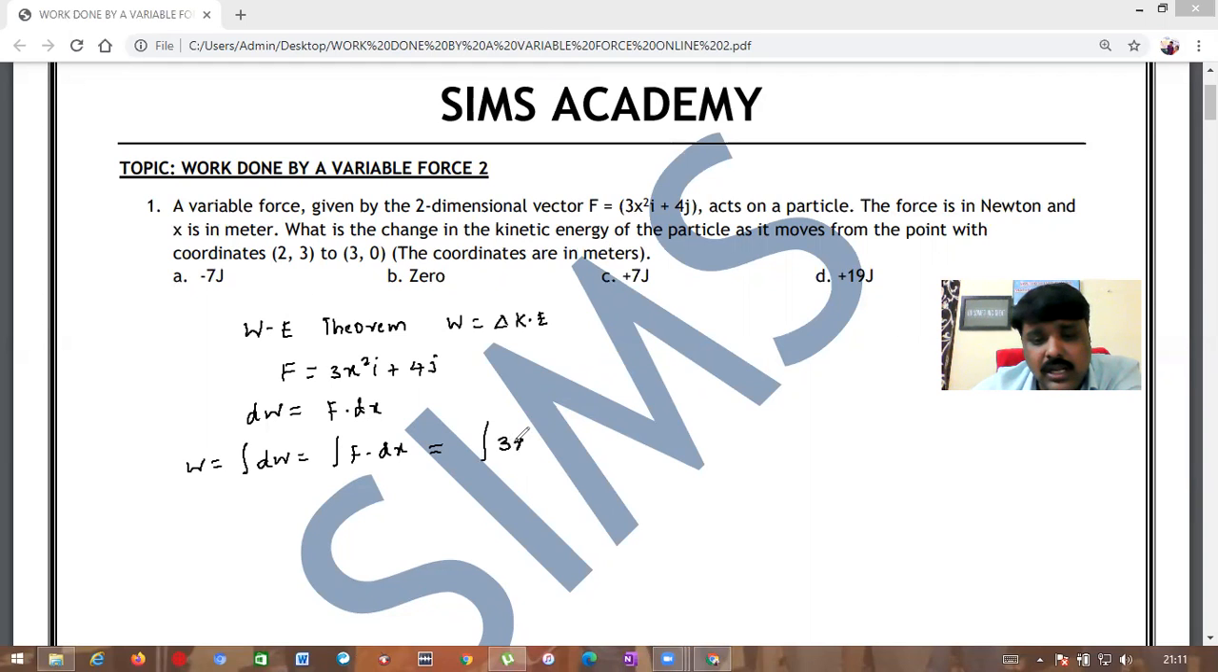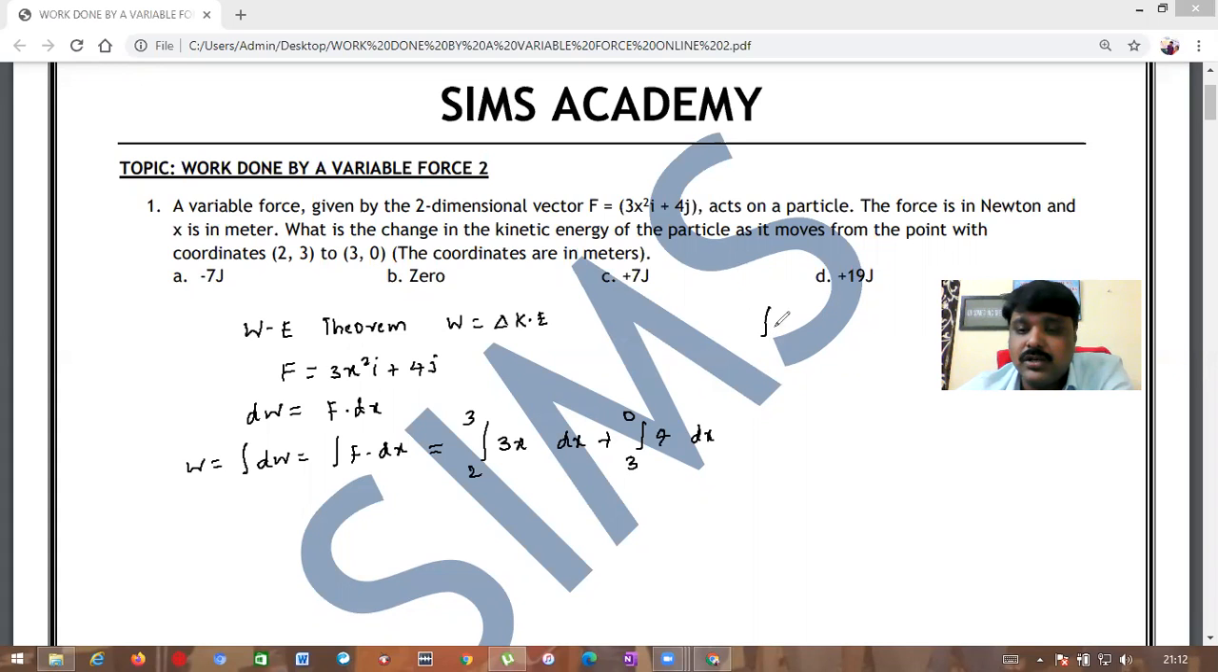Okay. Now what is F given over here? Integral 3x² i into dx. Let us integrate the x term and the y term separately. In the x coordinates the limits are from 2 to 3, and in the y coordinates from 3 to 0, it is 4j into dx. When we are integrating separately, we need not consider this i and j here. Okay, 3x² into dx and 4 into dx.